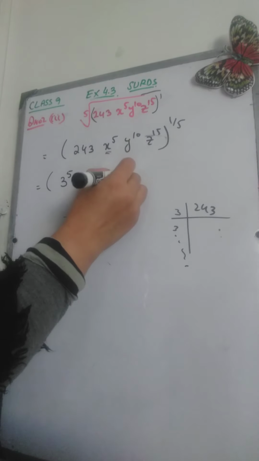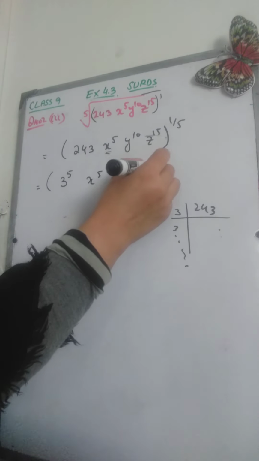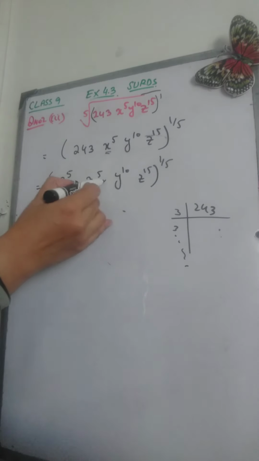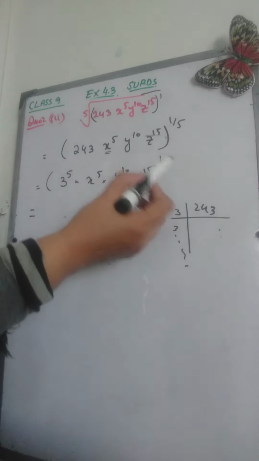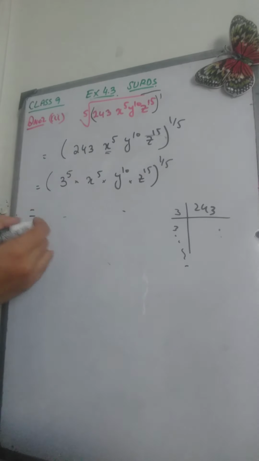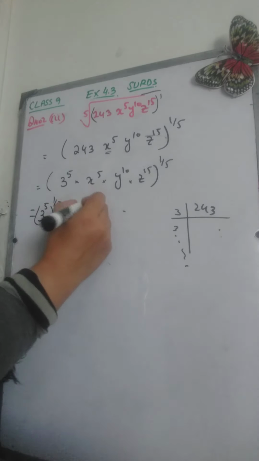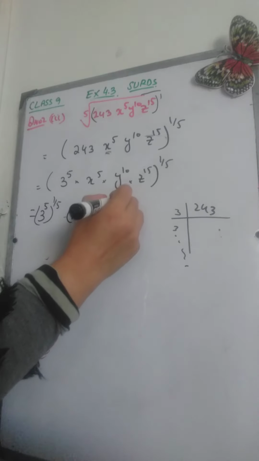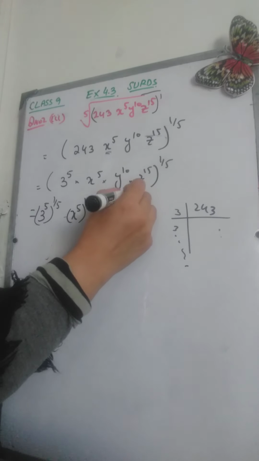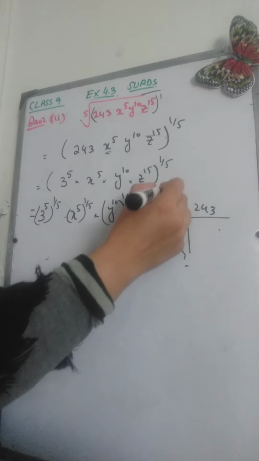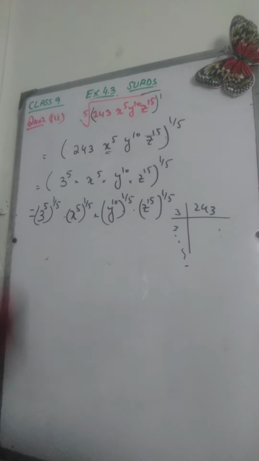It will be x raised to power 5, y raised to power 10, z raised to power 15, raised to power 1 by 5. Again applying this because we have product over here, so this exponent will be applied to each and every element inside the bracket. So this will be 3 raised to power 5 raised to power 1 by 5, x raised to power 5 raised to power 1 by 5, y raised to power 10 raised to power 1 by 5, and z raised to power 15 raised to power 1 by 5.